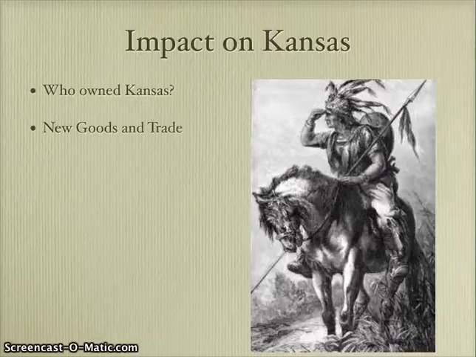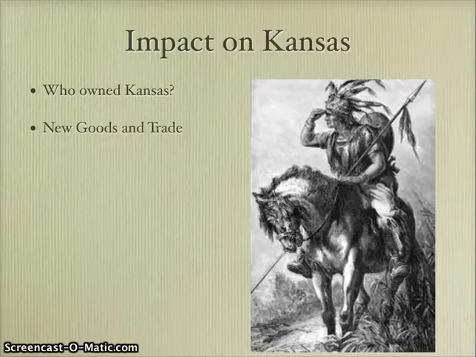Okay, so the last thing that we need to talk about is how does this impact Kansas? The big question that comes about is who owns Kansas, or who owned it? The Spanish are going to claim the western part of Kansas, even though they don't have any settlements, they don't have anybody there. Coronado showed up and they claimed it. The French are going to claim the eastern part of Kansas as part of their territory because Bourgmont had visited some of these places.